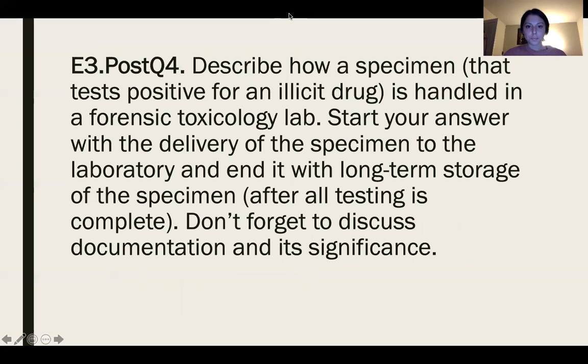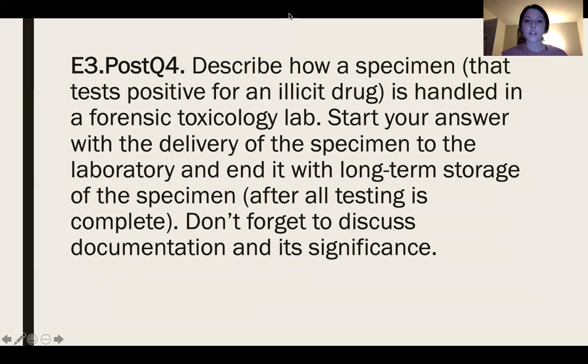So when a sample is collected, it's collected, labeled, and packaged, and then it's prepared to be sent to a crime laboratory. Depending on the specimen, it might have to be refrigerated or kept at a certain temperature to make sure that it's not altered. Then it is transported to the crime laboratory, either by hand or mail delivery.